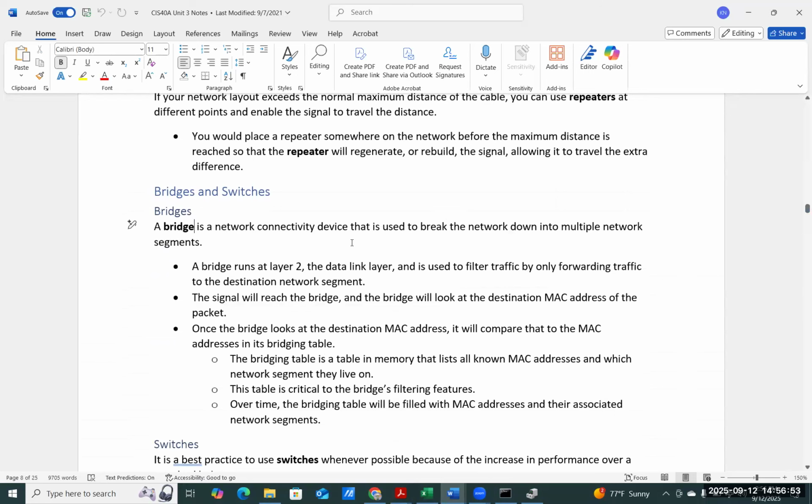So whenever we're saying a bridge, it just means that we're taking two appliances and connecting them together, building a bridge across. So if I have a switch and I connect it to another switch, you have a bridge.